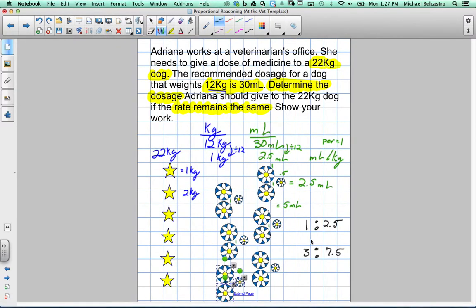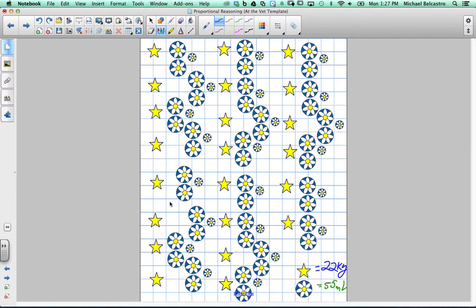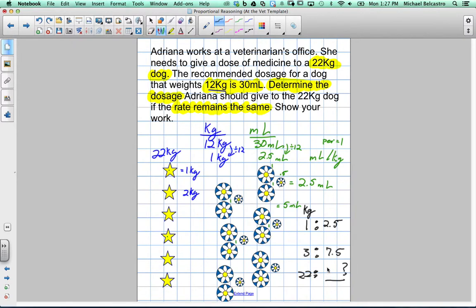So as we can see, our goal here is to finally increase our kilograms to the number 22. And what will that give us in milliliters? Well, I completed it over here on the other side, and we've counted it out. And you can quickly take a look if you want. You can always pause this to count. But there are 22 kilograms, or 22 stars in this relationship. And when there are 22 stars, when we add up all the flowers, including all of those half flowers, we get 55 milliliters. So it turns out, for a 22-kilogram dog, we need 55 milliliters of medication.